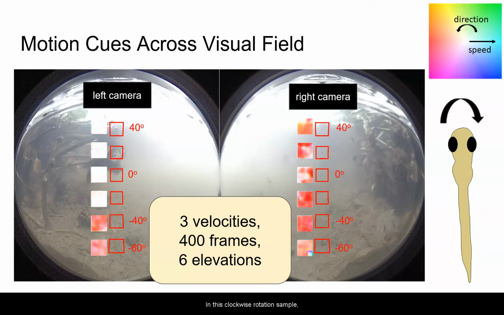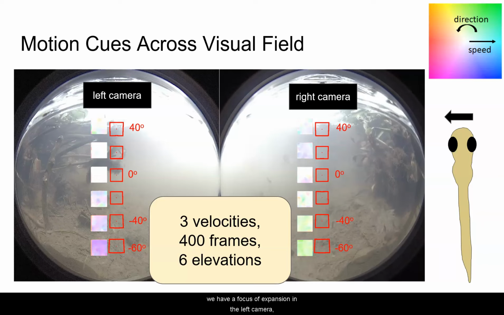In this clockwise rotation sample, everything appears to move to the left in both cameras. Again, except where motion cues are absent or false. And when the cameras move to the left, we have a focus of expansion in the left camera with green upward motion above the equator and purple downward motion below it, along with the corresponding focus of contraction on the right.